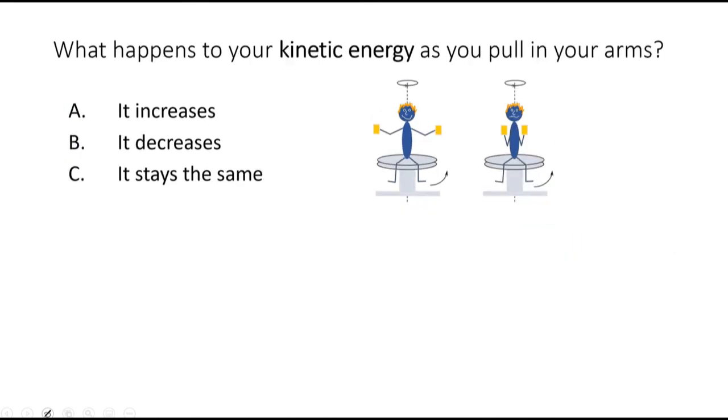All right, last one is the trickiest one. So this one we have to think really carefully about. So what is happening to your kinetic energy as you pull in your arms? And the trick to this one is to get the kinetic energy in terms of something you know is changing and something you know is staying the same. Because if you have it in terms of two things that are changing and one's going up and one's going down, it's really hard to tell which effect will dominate.